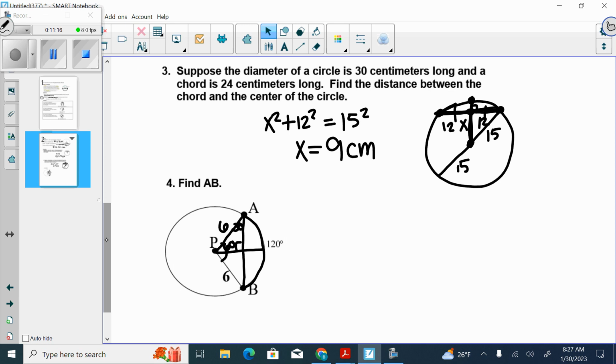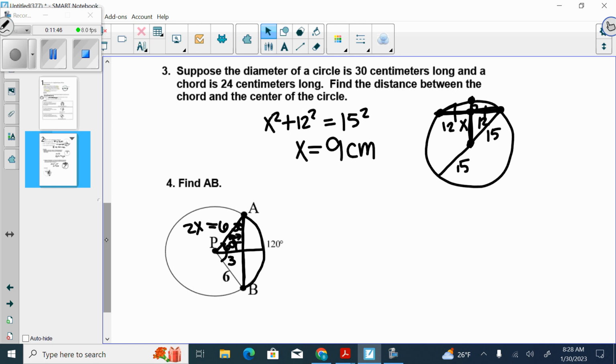So which piece do we have? The 2x, the one across from the 90-degree angle, right? We know that across from that 90-degree angle, we label it 2x, and they told us that piece was 6. So what would that mean the length of x is? 3. We label that across from the 30, but we're trying to figure out how long this chord is. So I need the part across from 60. What do we label the side across from 60? x square root of 3.